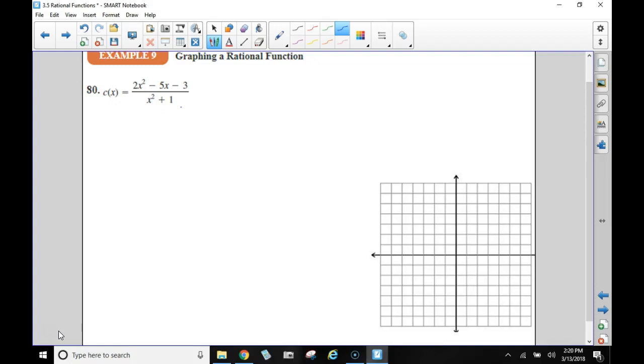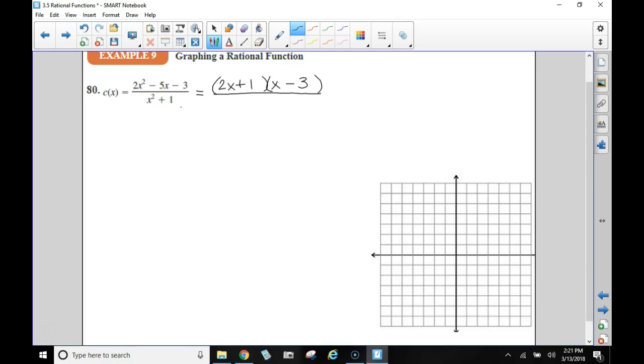Okay, so here we have another example of a rational function to graph. C of x equals 2x squared minus 5x minus 3, all over x squared plus 1. I'm not sure if the numerator will factor. Let's see. Maybe a 2x here and then an x here, and if we have the minus 3 here and the plus 1 here. All right, let's see. 2x squared minus 6x plus 1x.